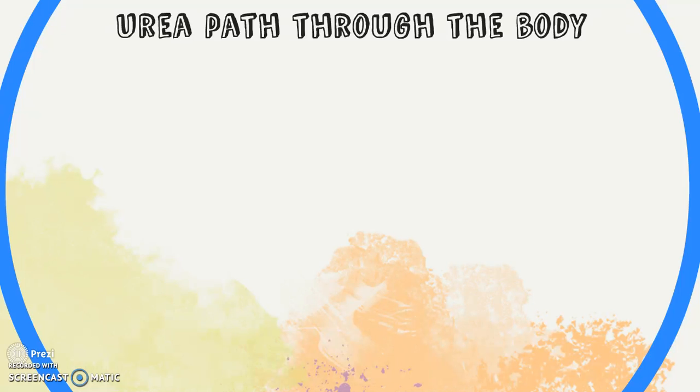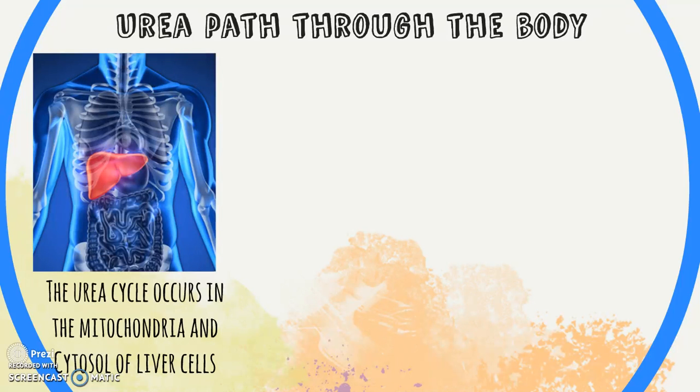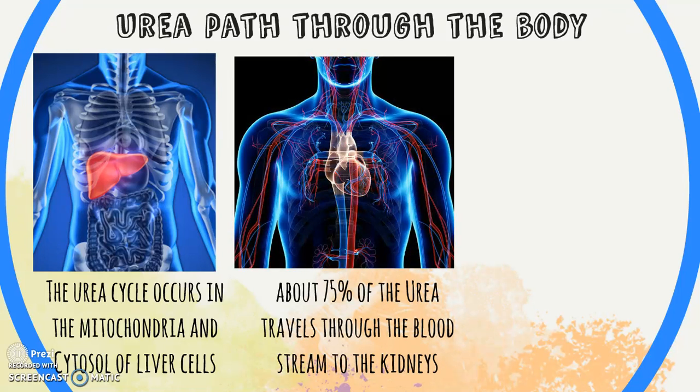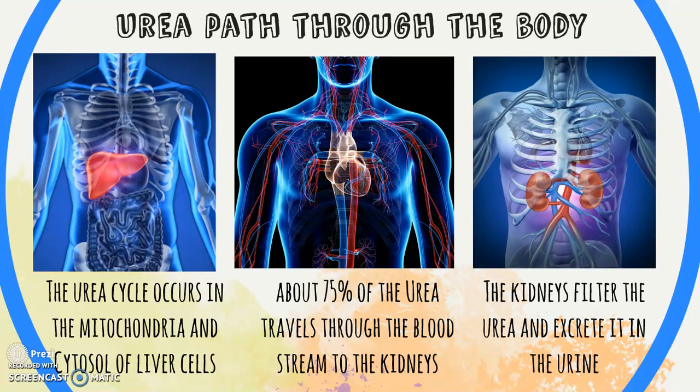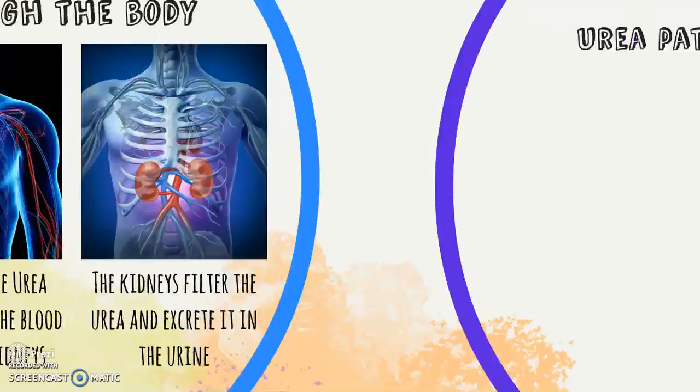The urea path through the body. The urea cycle occurs in the mitochondria and cytosol of liver cells. About 75% of the urea travels through the bloodstream to the kidneys. The kidneys filter the urea and excrete it in the urine.